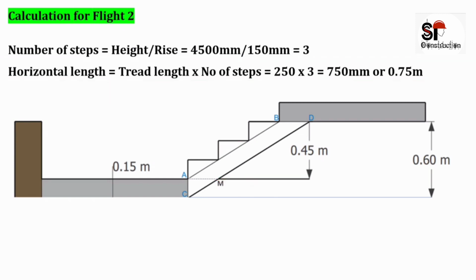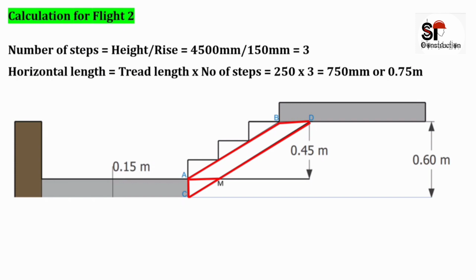The volume of waste slab for this second flight will be equal to area of cross section of this slab into width of flight. Since the waste slab has a trapezoidal cross section, we need to calculate the area of this trapezium ABCD to know the exact volume. This trapezium can be further divided into two geometrical figures, that is triangle AMC and parallelogram ABMD.